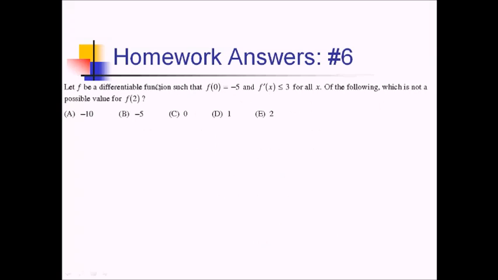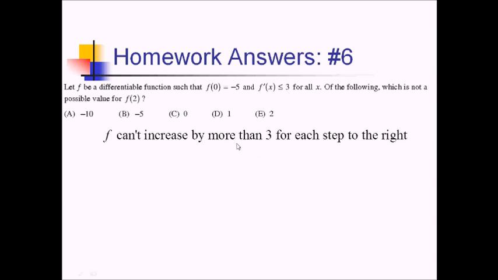For number 6, f is a differentiable function such that f of 0 is negative 5 and f prime of x is less than or equal to 3 for all x. Of the following, which cannot be a value for f of 2? The key on this one is realizing that we can't go up by more than 3 for every step we take to the right. The maximum instantaneous slope is 3.